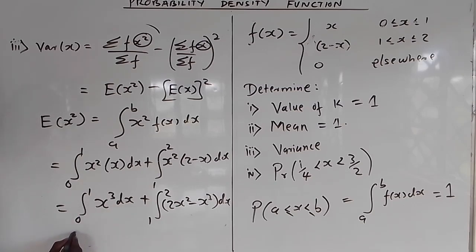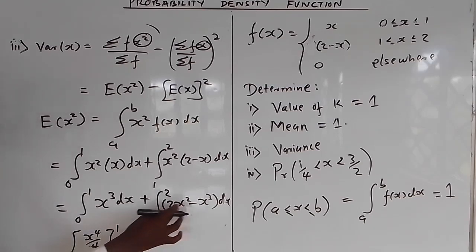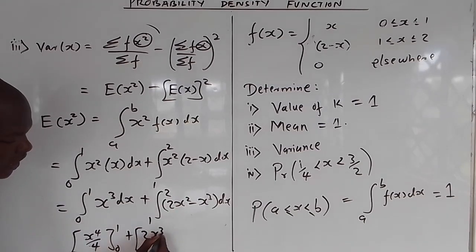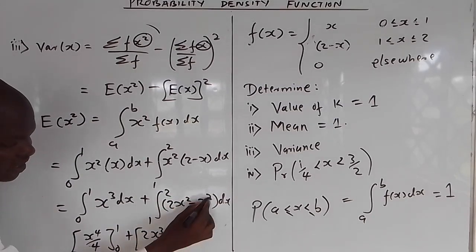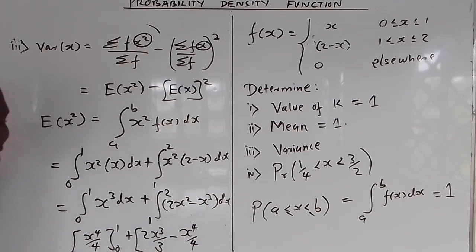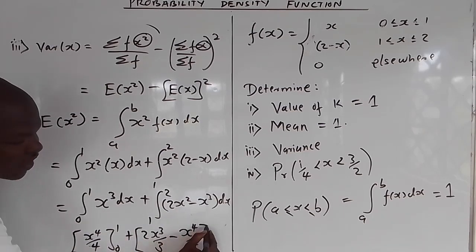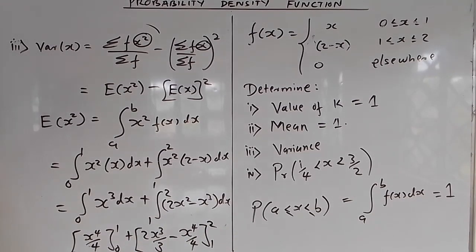What do you have? If you integrate x to power 3, you get x raised to power 4 over 4, over the interval 0 to 1. Then plus, if you integrate 2x squared, you get 2 times x cubed over 3. Then minus, if you integrate x cubed, it is x raised to power 4 over 4. Remember, the constant is just on its own. What we are integrating is x squared, which gives x cubed over 3. Then you put the limits from 1 to 2.